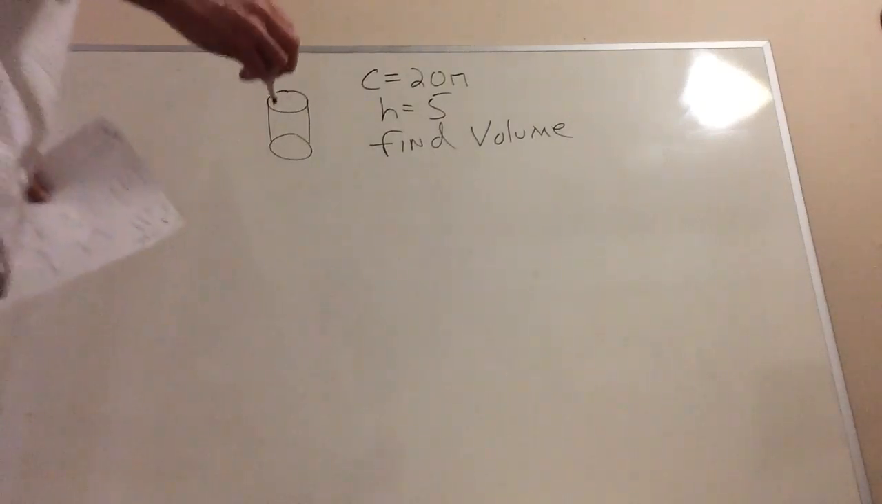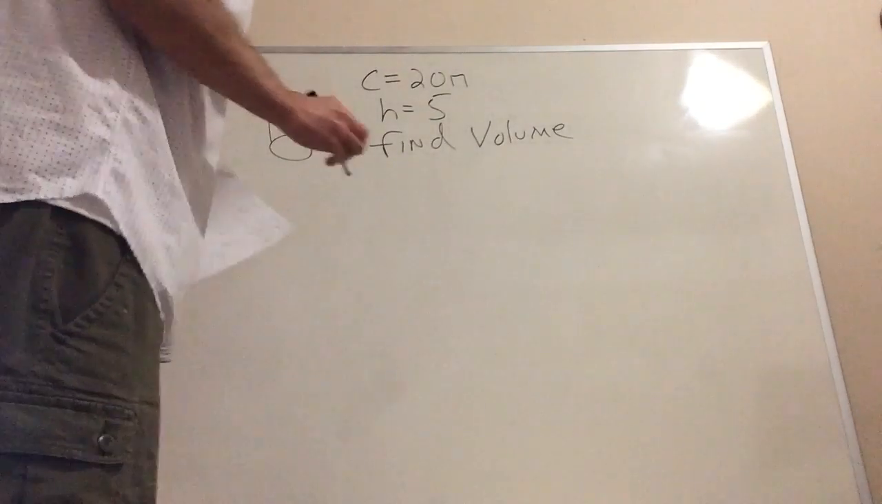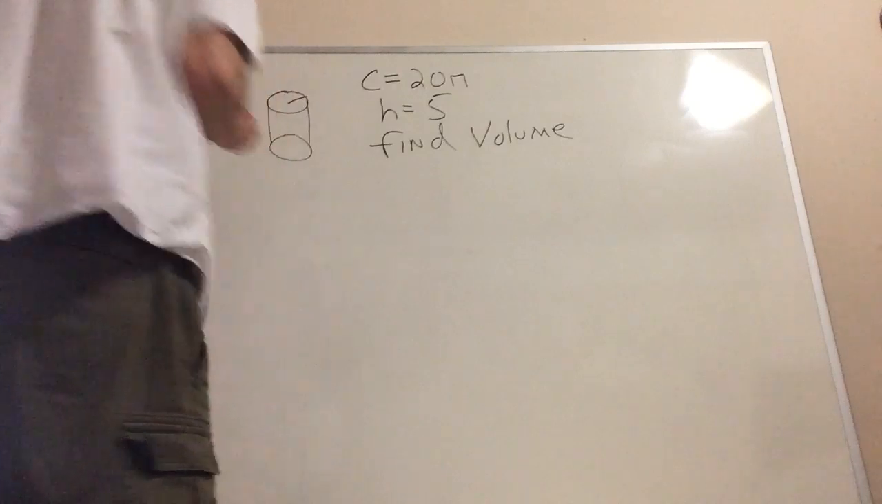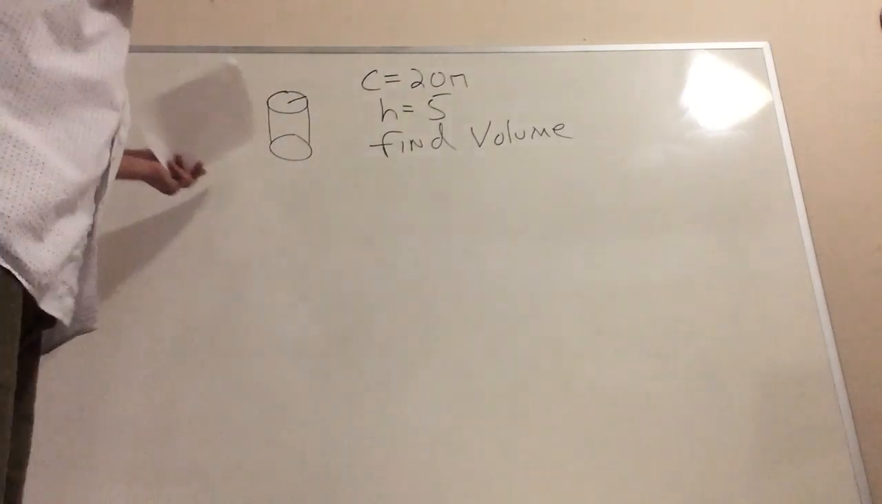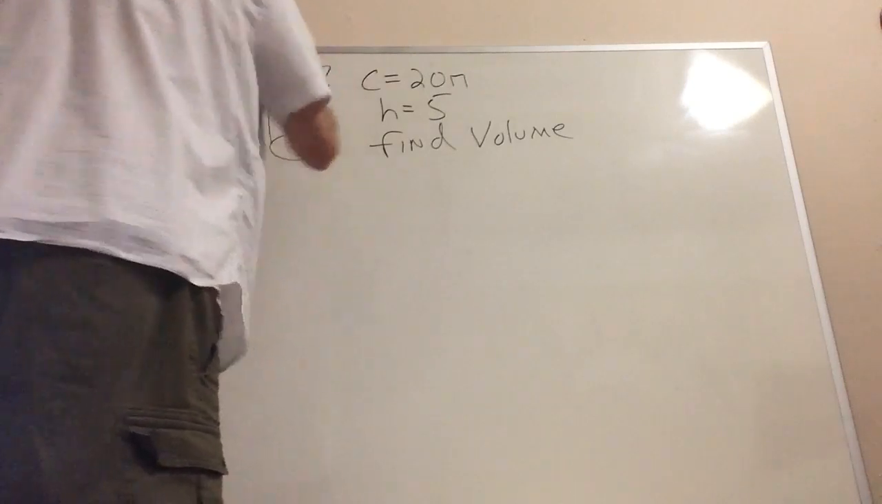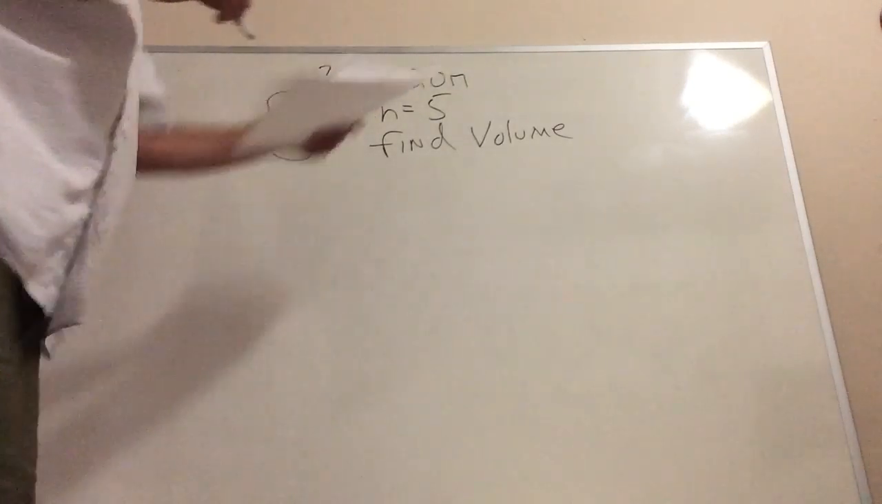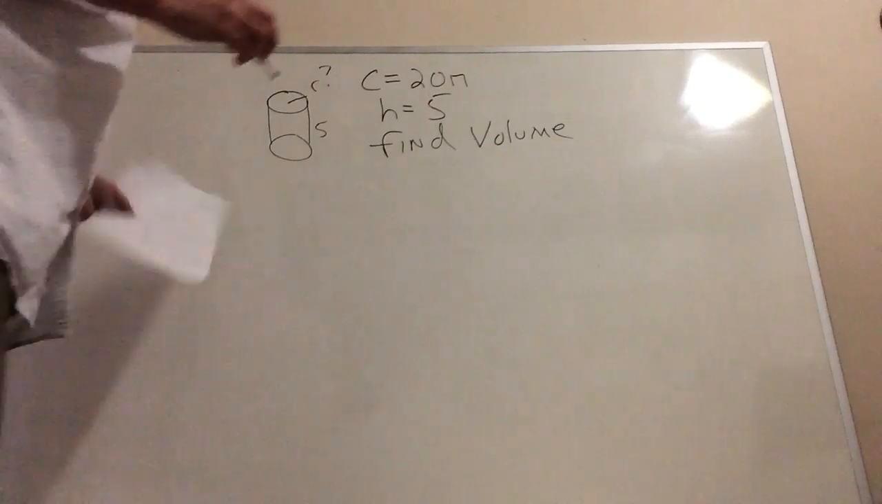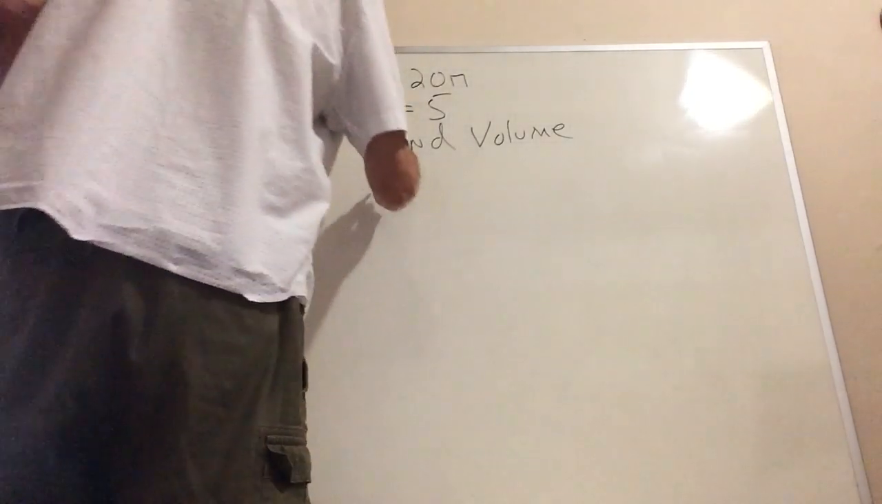Well, this solution is very easy. First, I need to find r. If I don't know r, then I can't find the volume of this particular figure. I know what the height is, but r, I don't know. Once I find r, then I know V, the volume. Okay? So the problem's as simple as you can imagine.